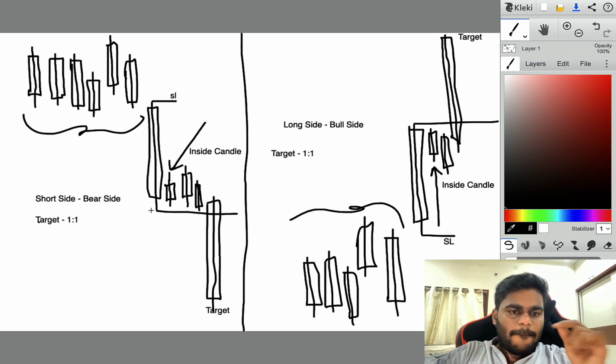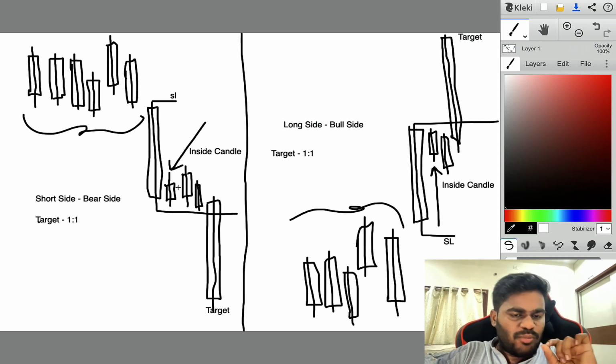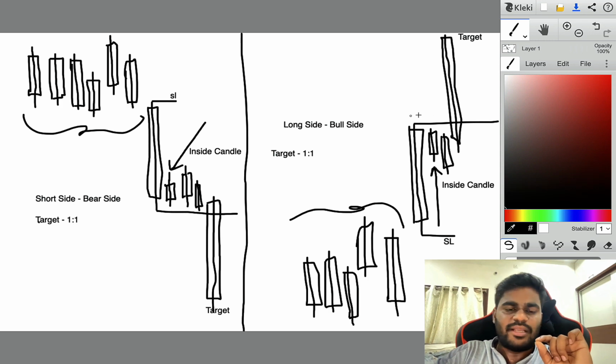Let's take this candle as a parent candle, and the next immediate candle as a child candle. The parent candle will be a huge one, and the child candle will have a small body. If this child candle's low does not break the parent candle's low, then that is called an inside candle. You will make money on both sides. If you are on the short side, you will make money. If you are on the long side, you will make money. So this is the inside candle.